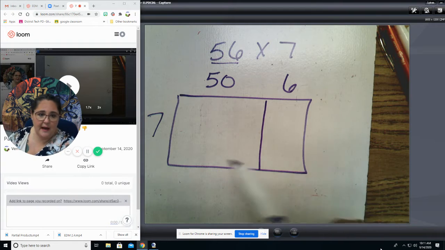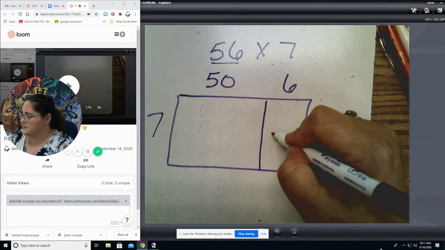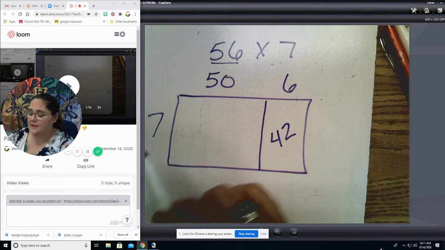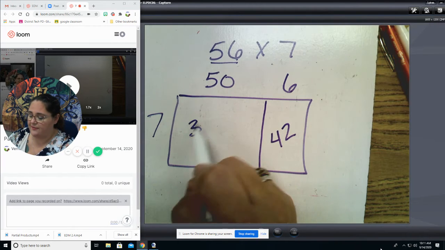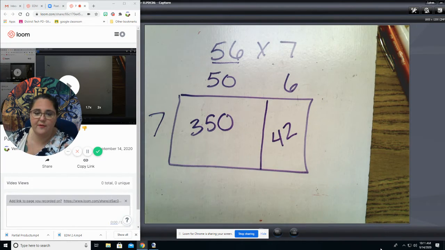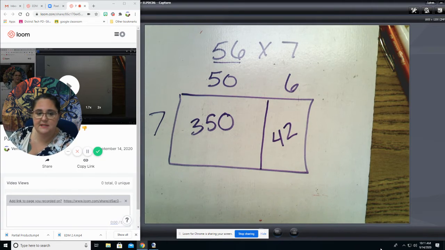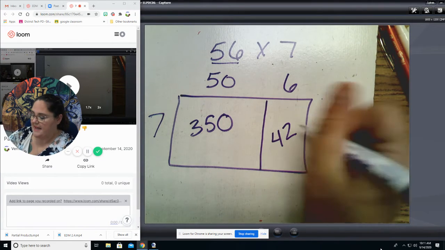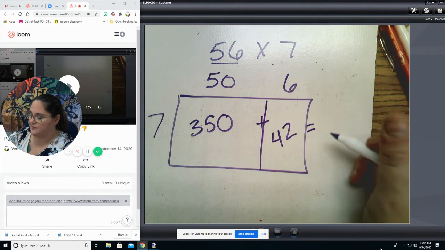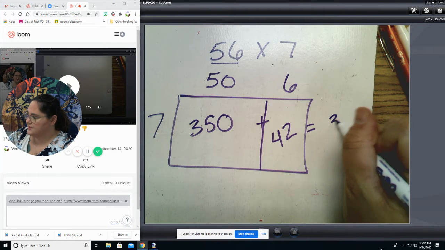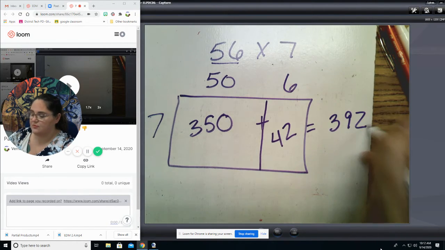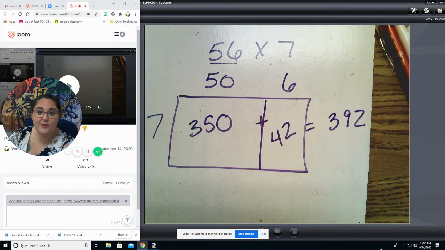Sometimes this is easier. I know that 6 times 7 is 42. I know that 7 times 5 is 35, and then I add that 0. We know that from our extended fact practice: 350. And then I add those two together. 350 plus 42 is 392. That is how you do area model.